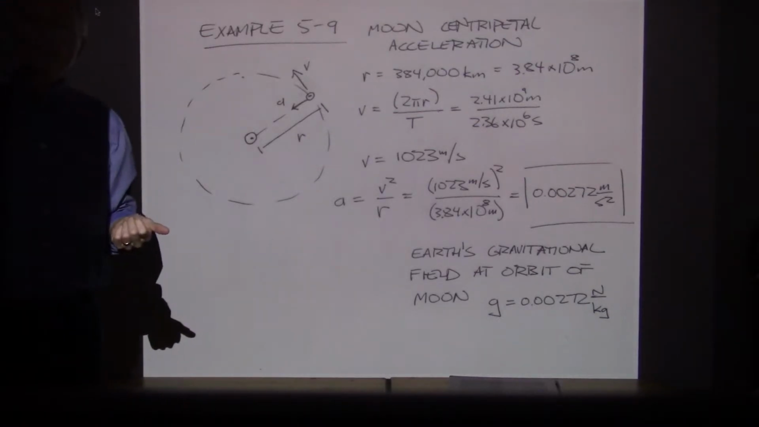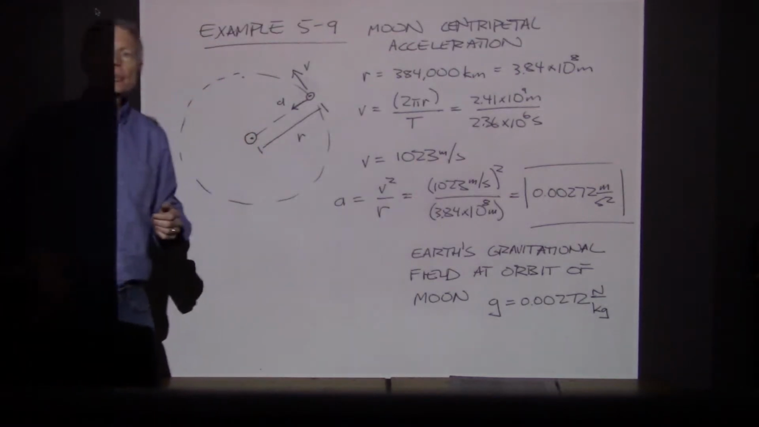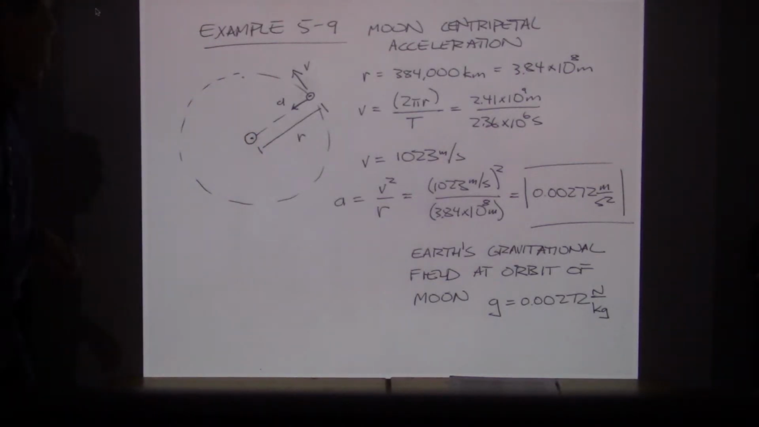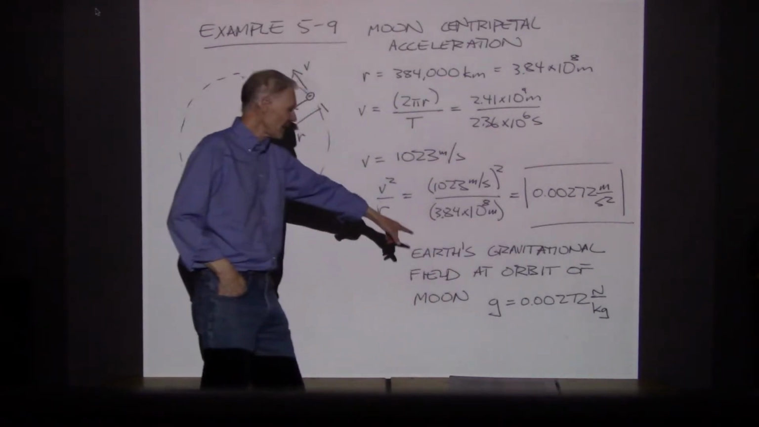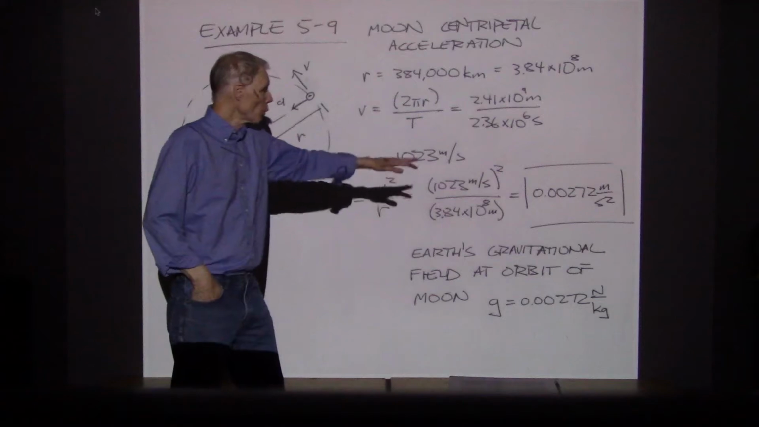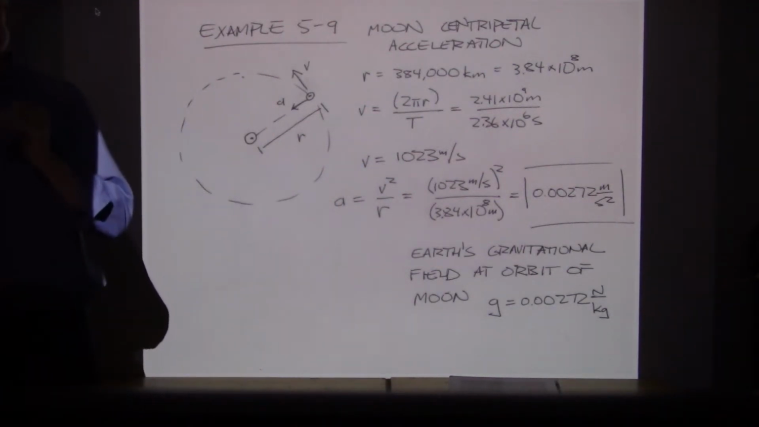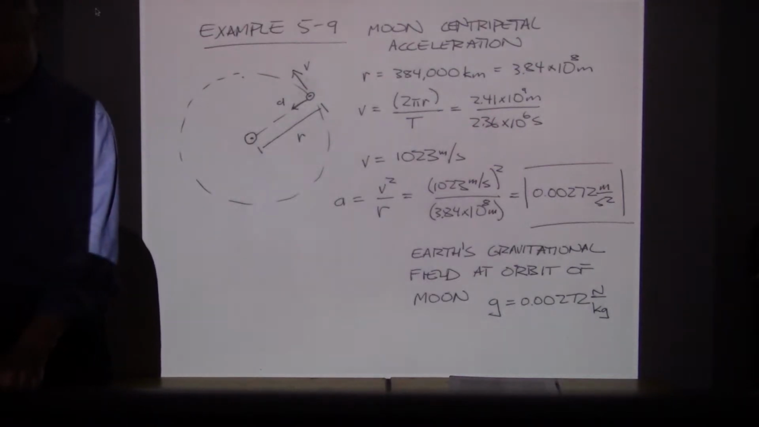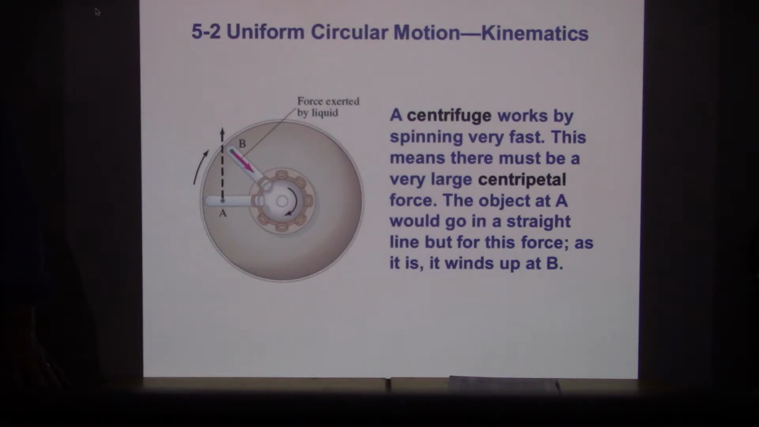Since there's no force speeding it up, no force slowing it down, the force is sideways. So if the force is perpendicular to the motion, that maintains circular motion. And if we go back, we'll see in chapter 6, we'll come back and see how to calculate gravitational fields. What we're going to find out is that that's the value of Earth's gravitational field at the location where the moon is.